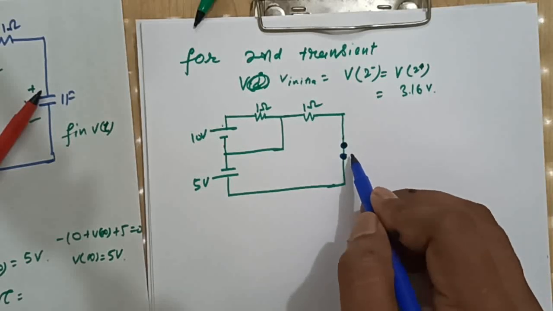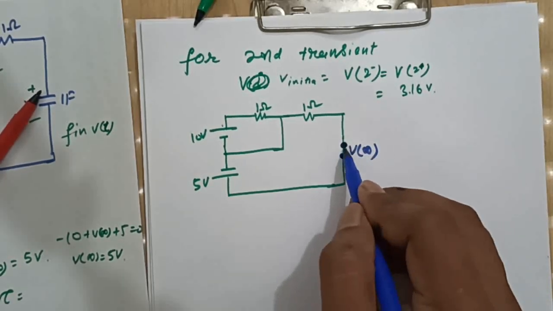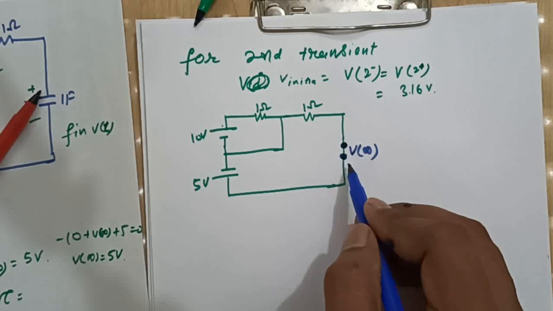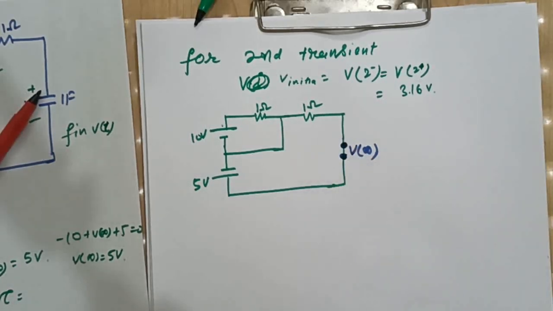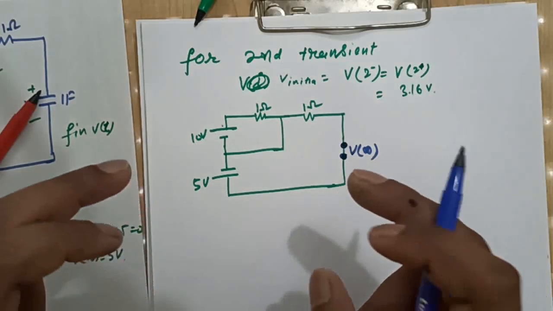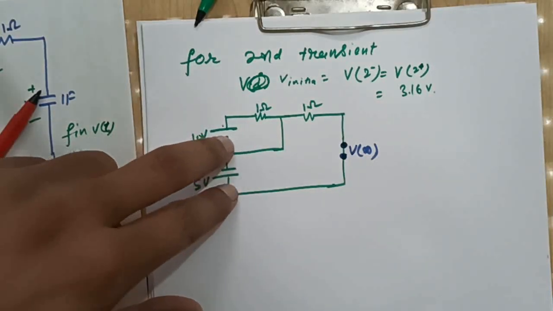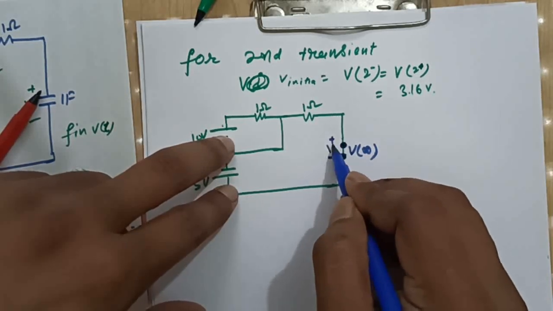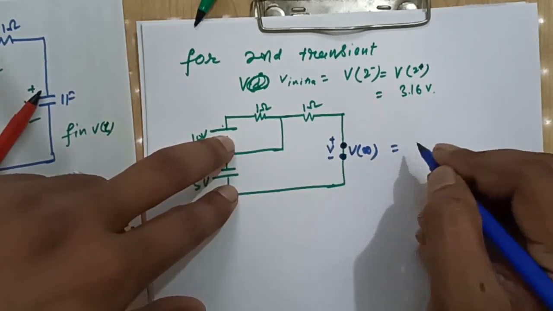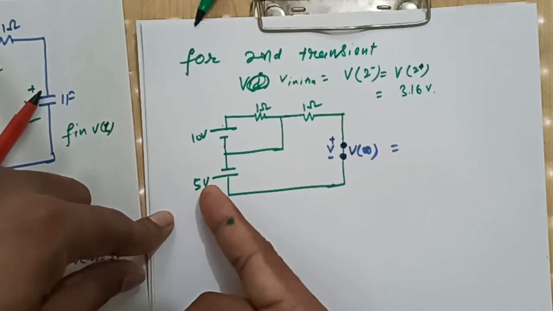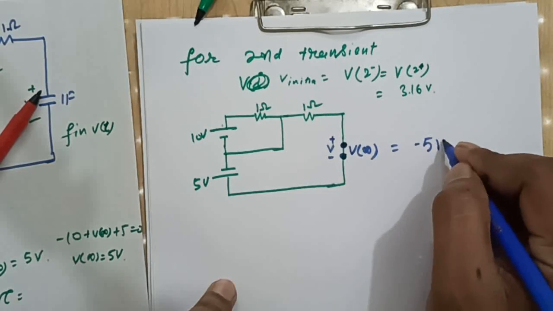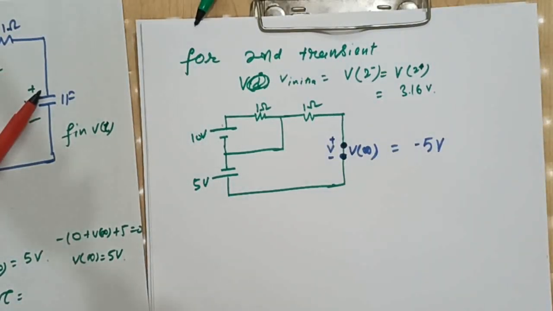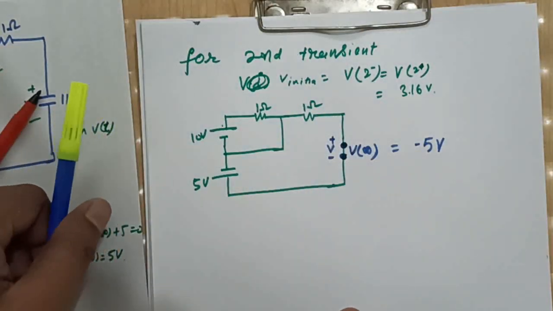right? What will be V infinity? This is open circuited, don't get confused that this is short circuited. At time t equal to infinity, what will be the voltage across the capacitor? Nothing but this voltage. Since this was our V, so our V infinity will be of magnitude 5 but in opposite direction, so it will be minus 5 volt. Clear? Now our next target is to find the time constant for the second transient.